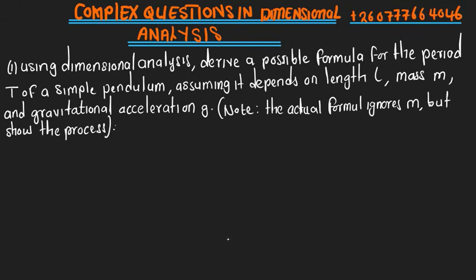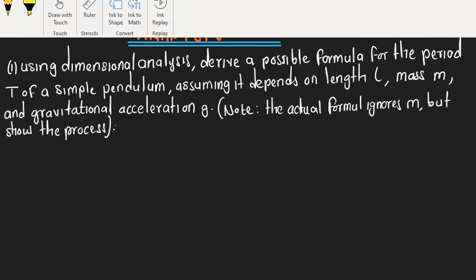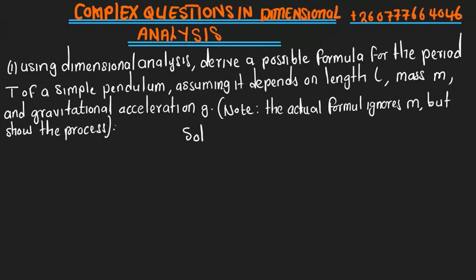So the first thing we are going to do here, let me just get my pen. We are going to say, solution. We have been given period T. We are going to find the dimensions of period. That's the first thing you do, which is going to be capital letter T. What are the dimensions of length? The dimensions of length is simply big letter L. What are the dimensions of mass? The dimensions of mass is simply capital letter M.